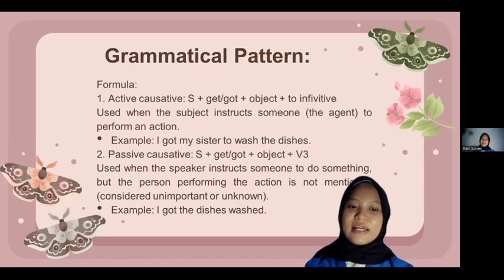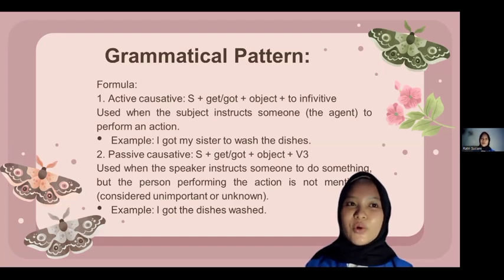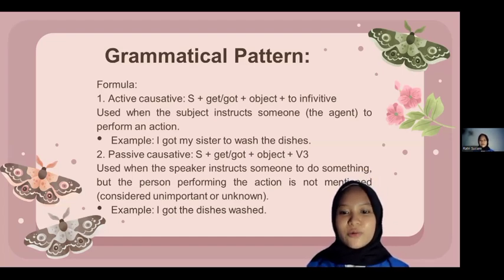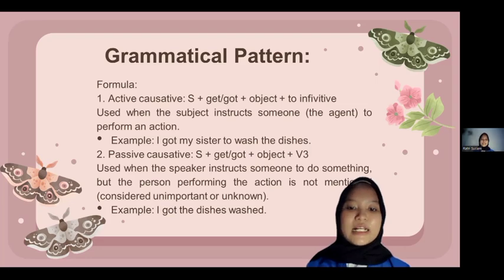Number 1 is active causative. The pattern is subject plus get or got plus object plus to infinitive. Used when the subject instructs someone, the agent, to perform an action. When do we use get and when do we use got? We use get when we talk about the present, and we use got when we talk about the past. For example, I got my sister to wash the dishes. So the action happened in the past.